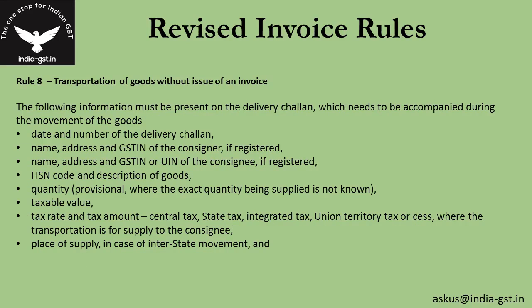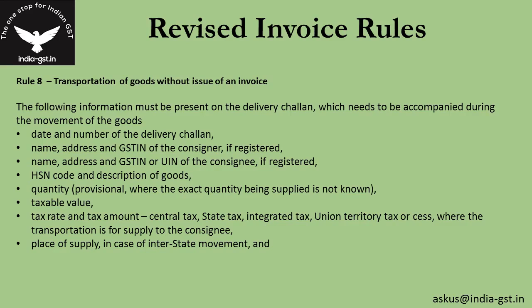The following information must be present on the delivery challan, which needs to accompany the goods during movement. Date and number of the delivery challan. Name, address and GSTIN of the consignor, if registered. Name, address and GSTIN or UIN of the consignee, if registered. HSN code and description of goods. Quantity, provisional, where the exact quantity being supplied is not known. Taxable value, tax rate and tax amount, central tax, state tax, integrated tax, union territory tax, where the transportation is for supply to the consignee.